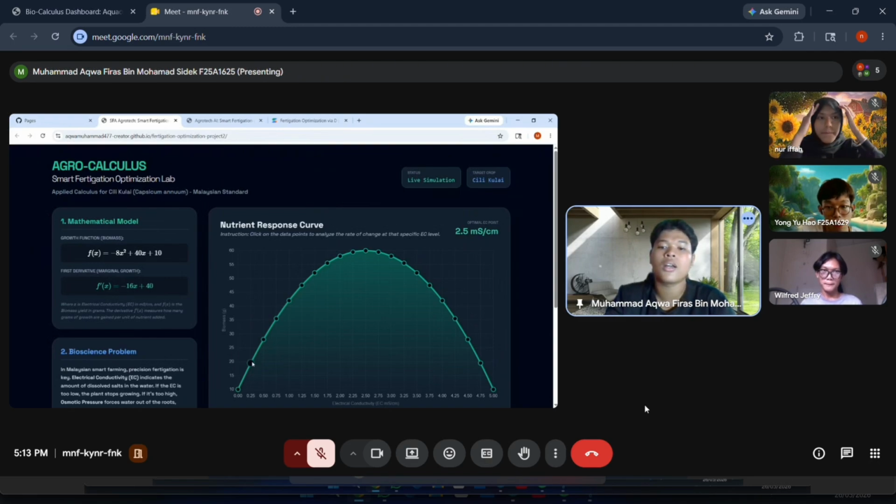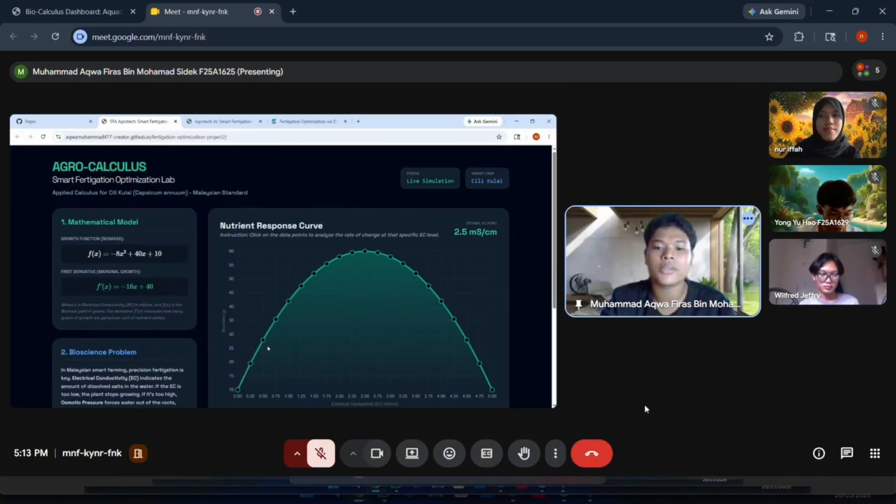Today I am excited to demonstrate how we can bridge the gap between complex mathematical calculus and practical Malaysian agriculture. I have developed a specialized web application using HTML and charts to visualize the optimization of a smart fertigation system, specifically focusing on our local chili production. In smart farming, we manage plant nutrition through electrical conductivity (EC).